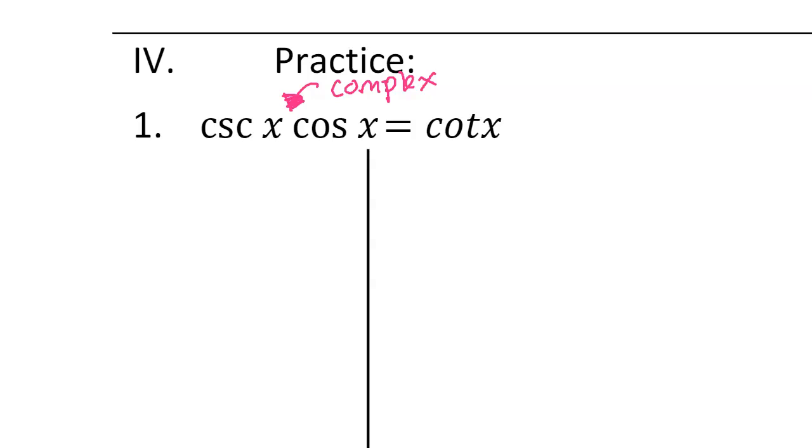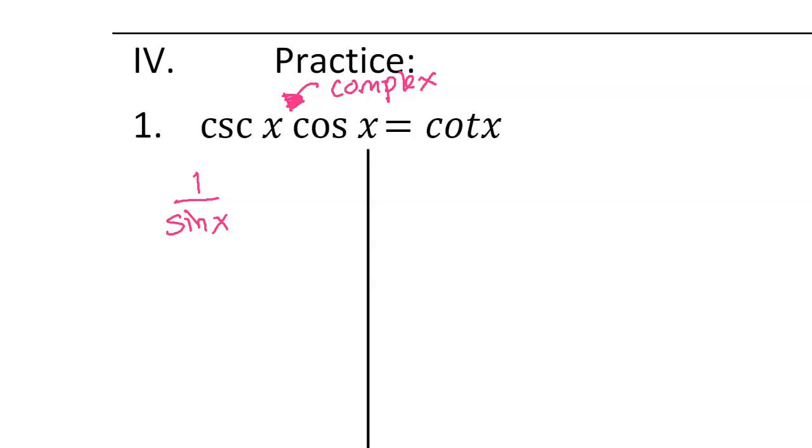What did I say is a solid first move to make, or a solid move to make in general, whenever you're stuck? Right. Change your functions to be written instead in terms of sine and cosine. Exactly. So right now on the left-hand side, I have a cosecant. I can change that to be 1 over sine of x.